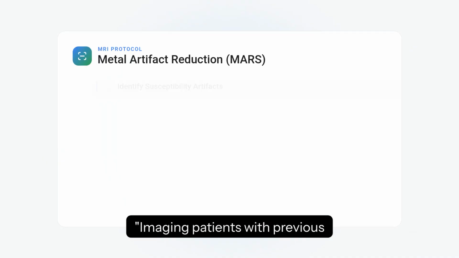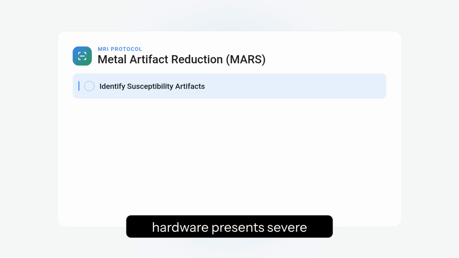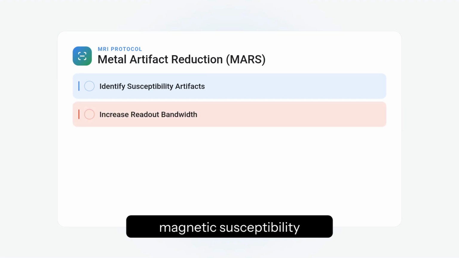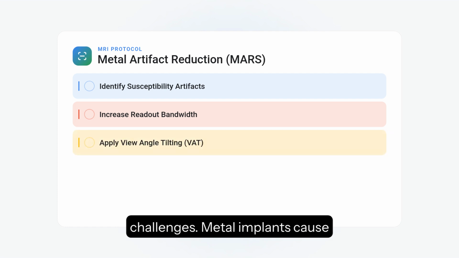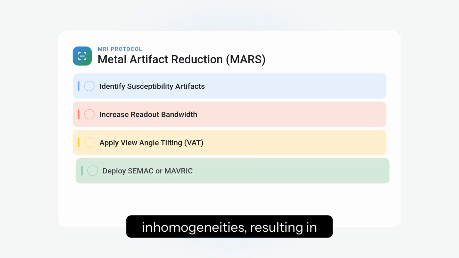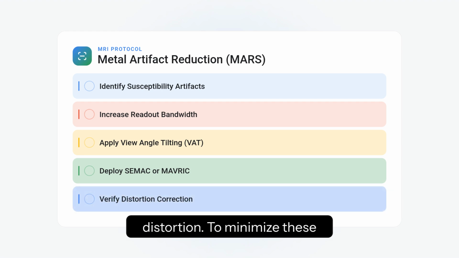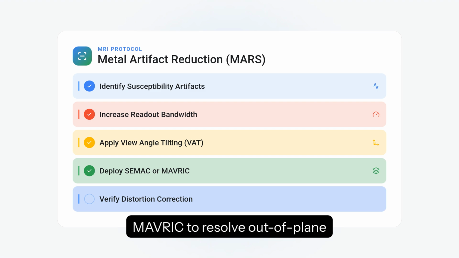Imaging patients with previous joint replacements or orthopedic hardware presents severe magnetic susceptibility challenges. Metal implants cause severe local magnetic field inhomogeneities, resulting in signal voids and geometric distortion. To minimize these artifacts, implement metal artifact reduction sequences, increase readout bandwidth to shorten sample time, utilize view angle tilting to correct in-plane distortion, deploy slice encoding for metal artifact correction or MAVRIC to resolve out-of-plane distortions.